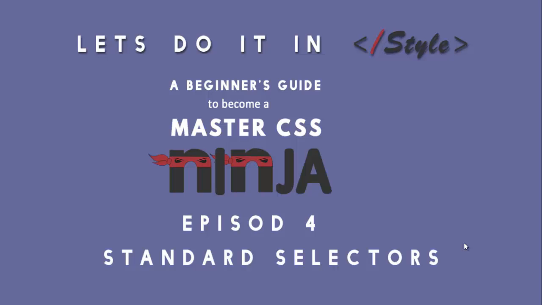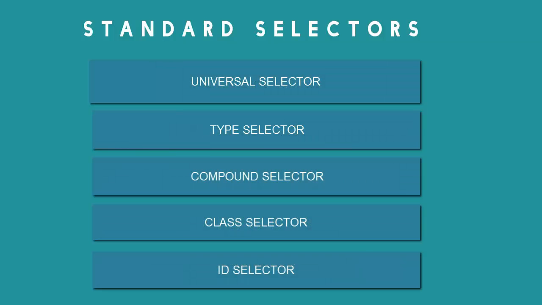Hello and welcome back. In this episode, we are going to study the CSS selectors grouped in the first category called Standard Selectors. There are 5 CSS selectors in this group: Universal Selector, Type Selector, Compound Selector, Class Selector, and ID Selector. Let's understand each one of them one by one.